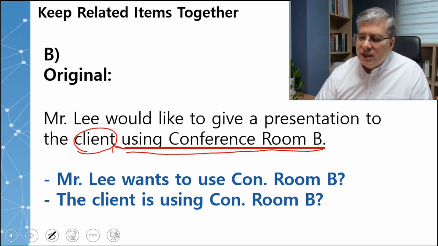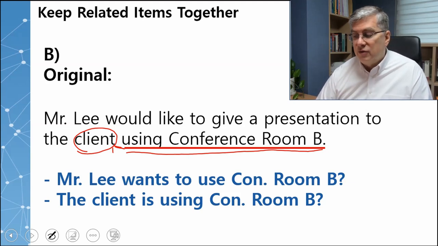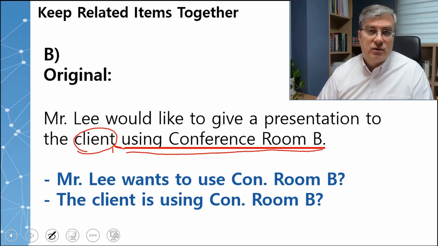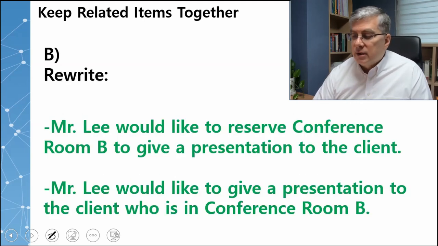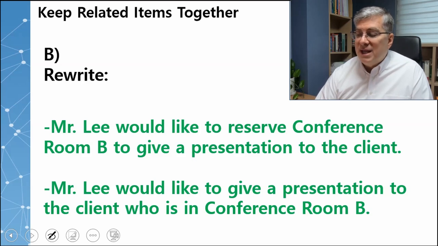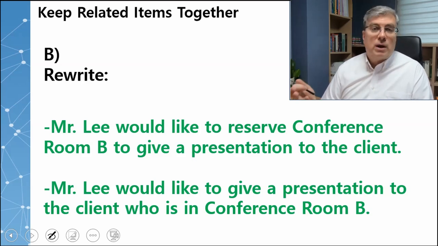Does Mr. Lee want to use conference room B to give a presentation to the client? Or is Mr. Lee talking about the client who is using conference room B? Is the client using conference room B? It's a little unclear. So how do we make it clearer? We have, Mr. Lee would like to reserve conference room B to give a presentation to the client. Okay, that's obvious. Mr. Lee wants to give a presentation to the client in conference room B, right?